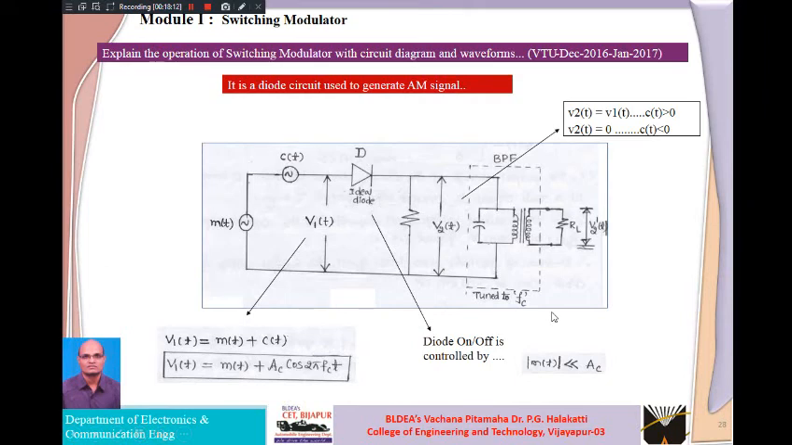So next, the switching modulator circuit diagram is here. The switching modulator is something that has been asked. You can see here, one question I will be showing has been asked in the question paper of 16-17.